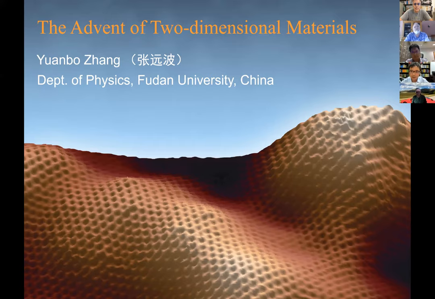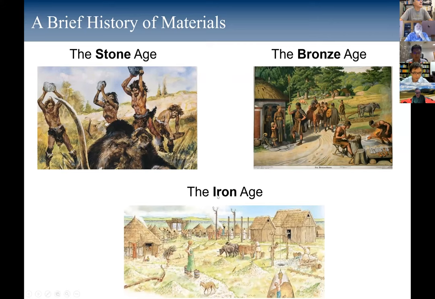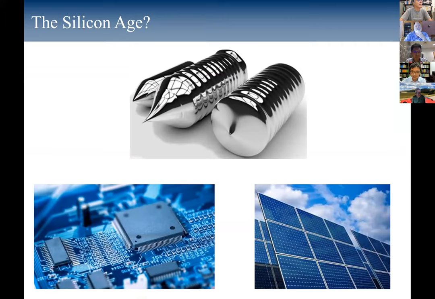Today I will talk about the two-dimensional materials through the lens of our own research in the past 15 years. Before I get into the 2D materials, let's look at the material from a bigger perspective. We found that our early human history was in fact defined by materials. So we have a Stone Age, Bronze Age, and Iron Age, and all these are materials at the time. If we follow this convention and define our own age, I think we have no objection in the audience that perhaps the best choice of our age will be silicon.